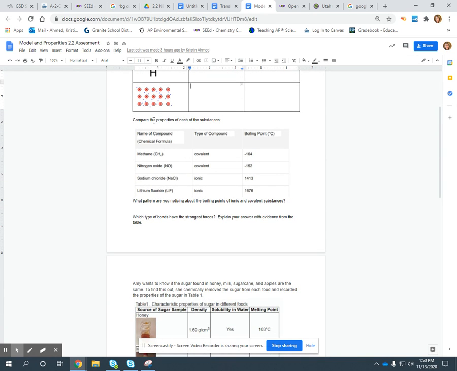In the next section, you're going to use this data table that lists different compounds and their boiling points, and you're going to write down what pattern you're noticing between ionic and covalent substances. Look at the boiling point data and make some comparisons. Analyze this data and see what patterns you're noticing. Again, this question says, which type of bonds have the strongest forces? Is that going to be ionic bonds or covalent bonds? So use the table to help you answer that question.